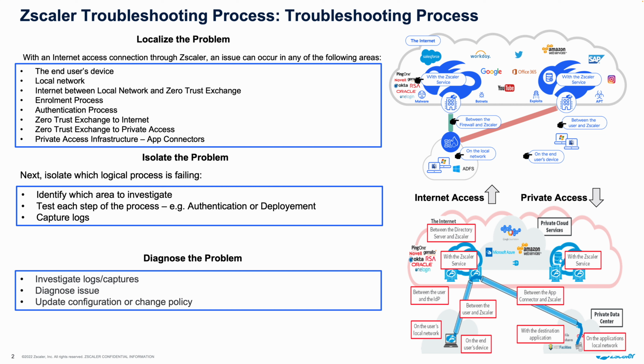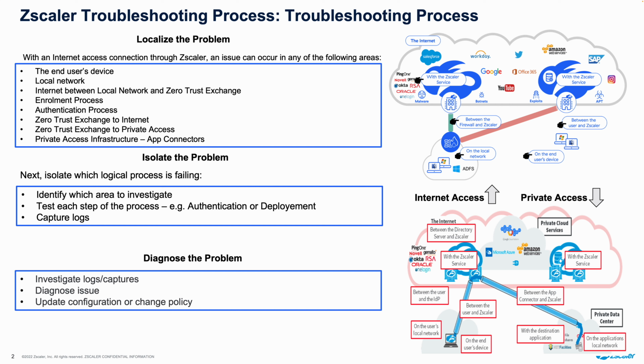Is there a connectivity problem between the local network and the Zero Trust Exchange? If we've got connectivity, is it a problem with enrollment of the client, the authentication process? Or is there an issue with the Zero Trust Exchange connecting onwards to the internet, which could be a policy problem within your Zscaler Internet Access policy? Or is there a connectivity problem with Private Access? Again, maybe a policy problem or a challenge with the app connectors we need to investigate.